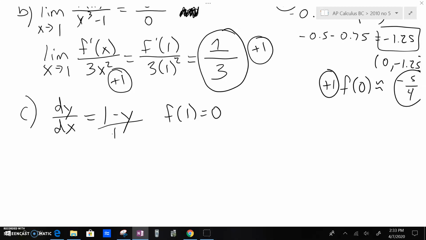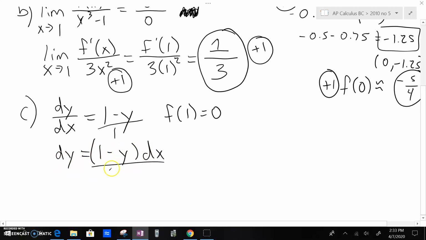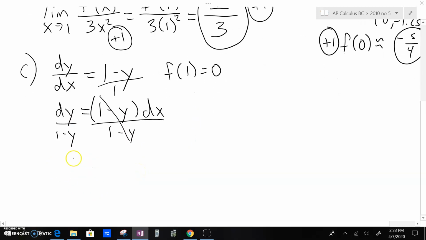Maybe it's not creative, but for me, it's seeing that 1 minus y as being over 1. So then, I always think of this as cross multiplication. If I cross multiply, I'm going to get this dx over here, and then I have to move the thing with the y over to the other side. So I'm going to divide both sides by 1 minus y. And of course that cancels here, and then I've got this expression of dy over 1 minus y equals dx.